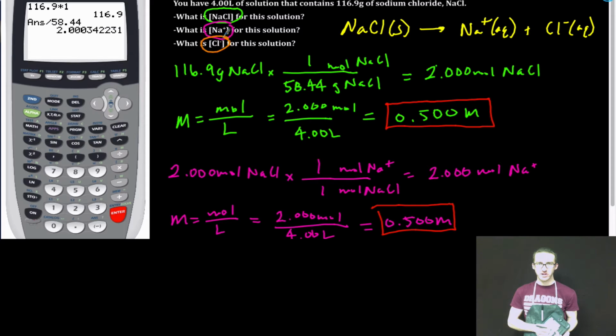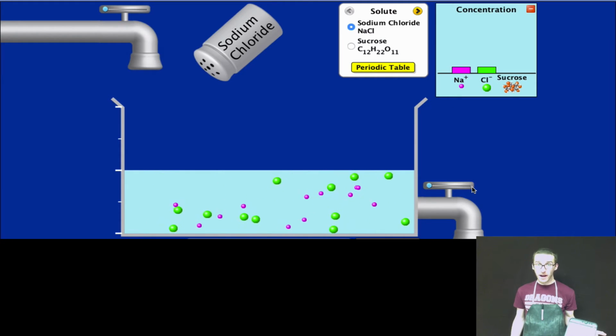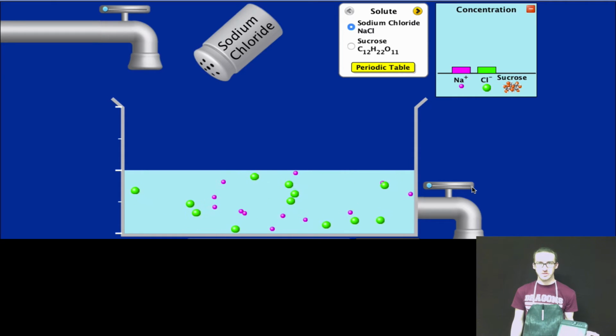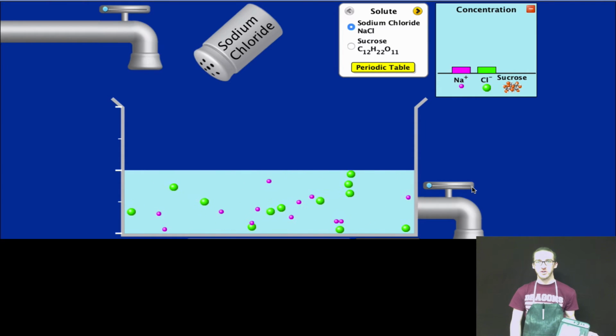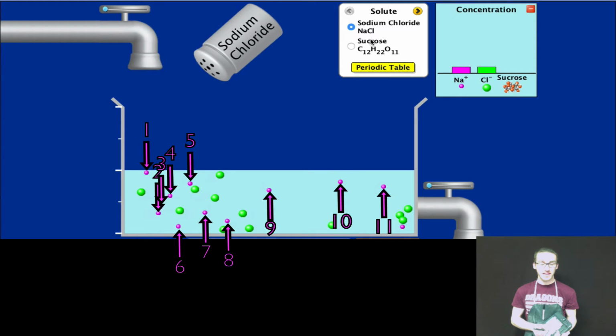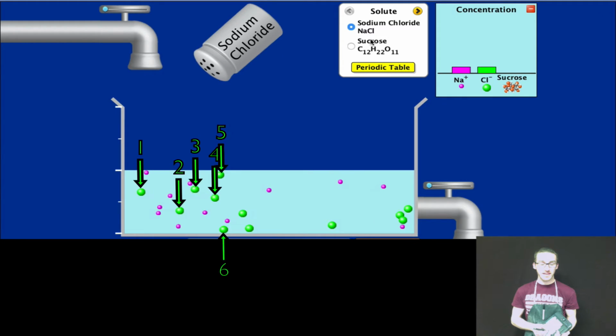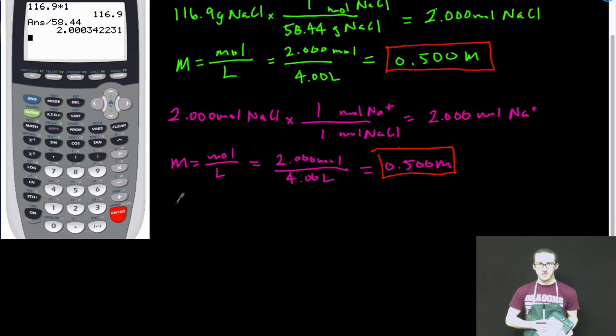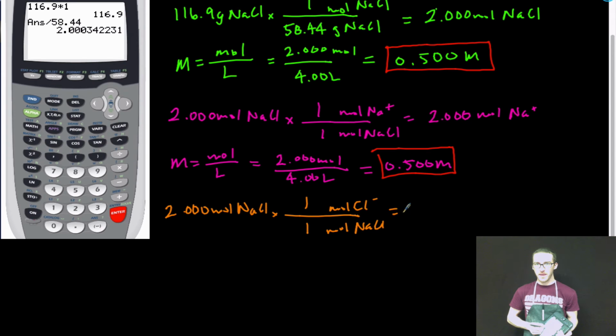We also need to know what is the chloride ion concentration. Again, think about what happens when you put sodium chloride into solution. For every 1 formula unit of sodium chloride, you're going to get 1 chloride ion. So if I put 2.000 moles of sodium chloride into solution, and the ratio between sodium chloride and chloride ion is 1 to 1, based on the formula, that means that my number of moles of chloride ion is also 2.000.